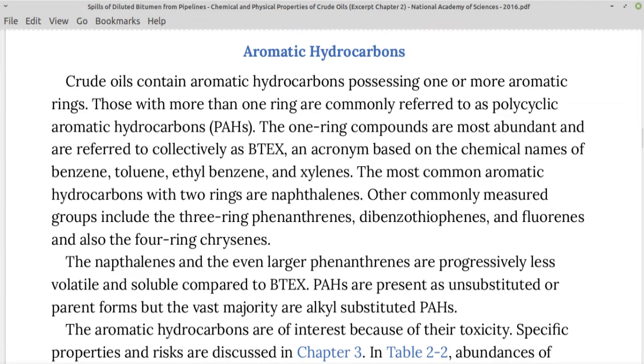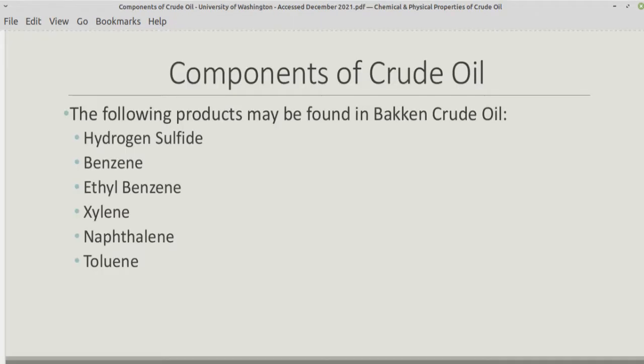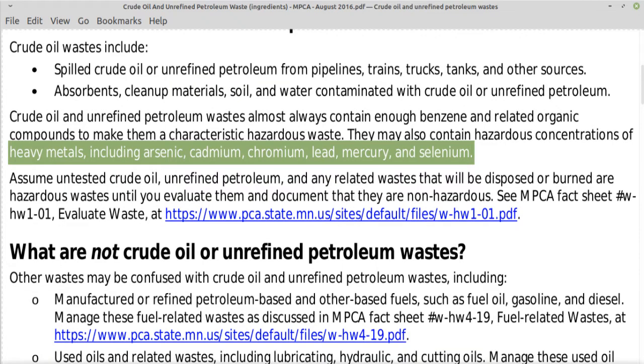The ingredients of crude oil vary depending on the type, yet some ingredients include the chemicals benzene, ethylbenzene, xylene, and toluene, and possibly hydrogen sulfide and naphthalene. Crude oil may also contain poisonous levels of chromium, selenium, arsenic, cadmium, lead, benzo[a]pyrene, and mercury.